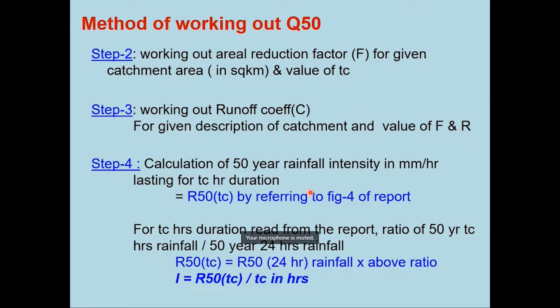So once we find this out, then I have to find out R50 TC, meaning the 50-year rainfall of TC hour duration. How do we find it out? There will be another graph which I will show you first, so that you will be able to understand this.